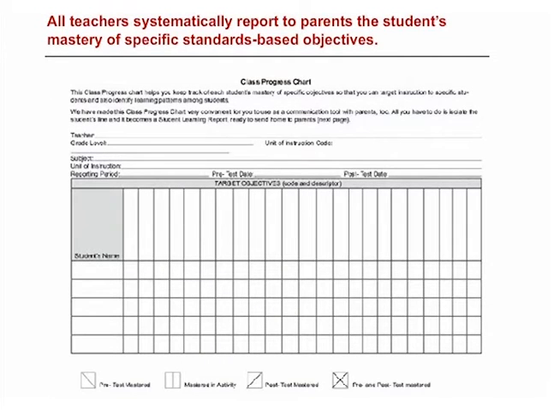One way to implement this practice is by way of the class progress chart, which we introduced in the instructional planning module. This class progress chart helps you keep track of each student's mastery of specific objectives so that you can target instruction to specific students and also identify learning patterns among students. For example, several students may be having difficulty with the same objective, alerting the teacher to a potential alignment or instructional issue.